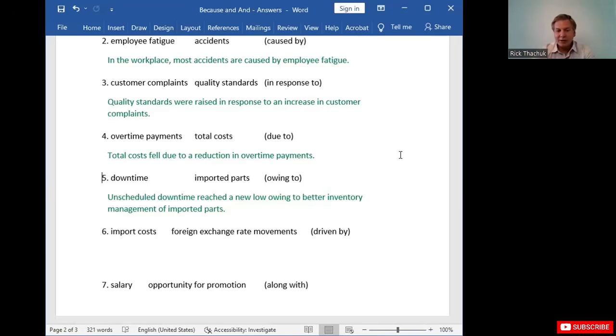So in this example, unscheduled downtime reached a new low. That's good news. That's very good. Owing to better inventory management of imported parts. So what that means then is that the imported parts, these are used in production, and the inventory is better managed, meaning that the company does not run out of imported parts during the production process. So production does not need to be stopped because there are no more imported parts.